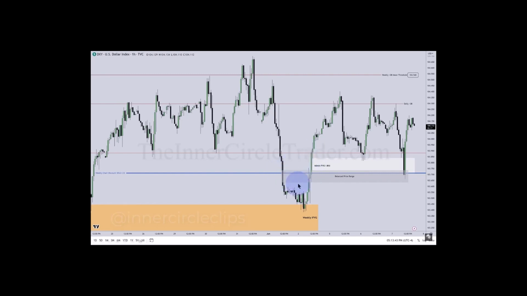This is a balanced price range. Balanced price ranges tend to either stop at their high or low or midpoint, which will be consequent encroachment, midpoint of the gap. We can see that happening essentially here. So this extended through, we cut through candles to get to a narrative. The algorithm's going right back to this inefficiency.